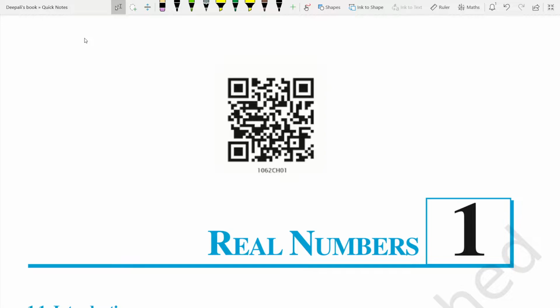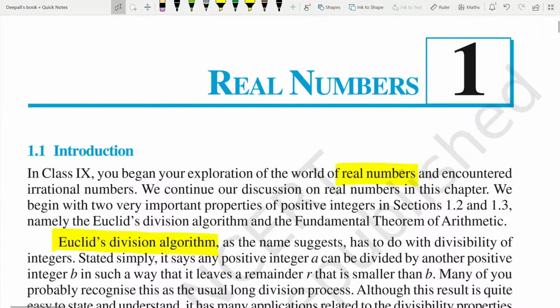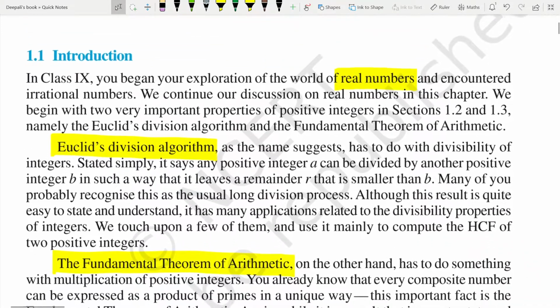We are all familiar with the numbers. We have been using and playing with numbers since our childhood. The numbers we are going to study in this chapter are the same, but we are going to study them in a different manner. Let us see what we are going to study in this chapter.